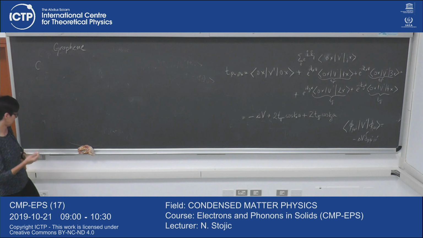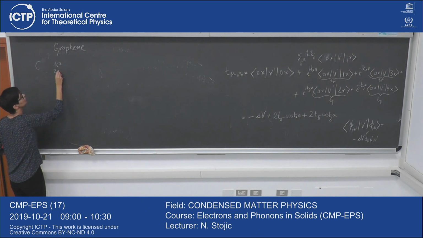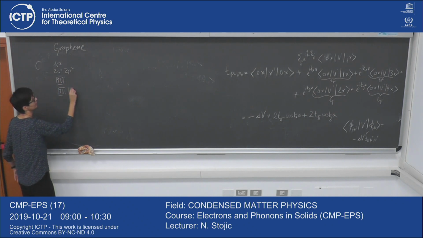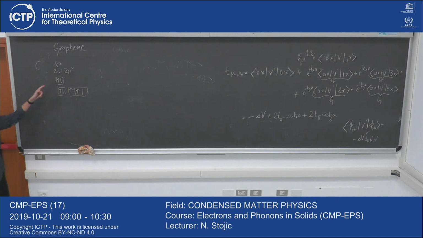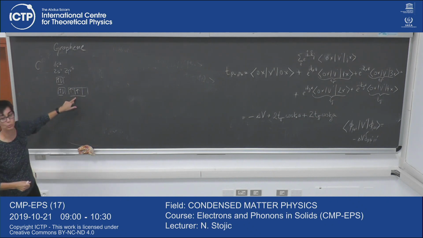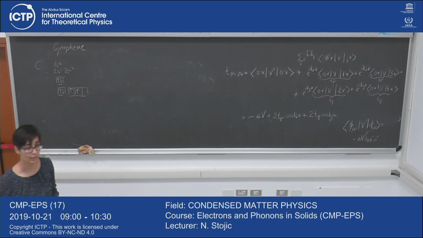Carbon has 6 electrons: 1s2, 2s2, 2p2. And you can draw it. This is what I learned in my chemistry class. 1s2 is the lowest energy, and then 2s2 and 2p2. And what happens in many of the systems of carbon?